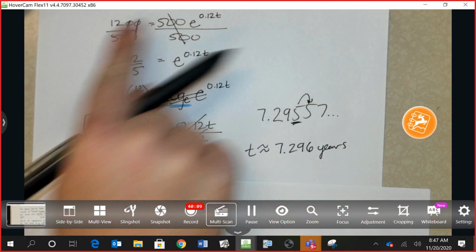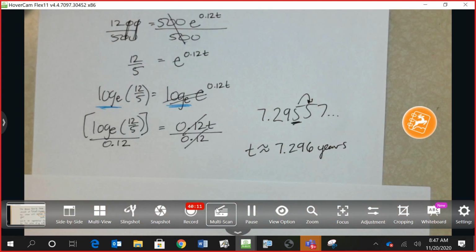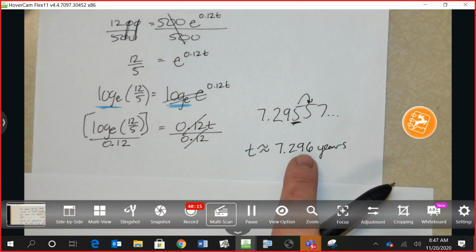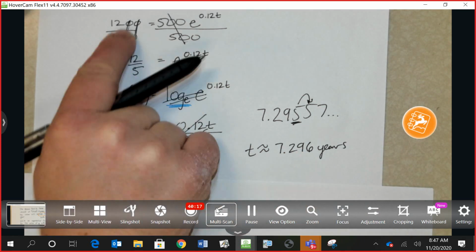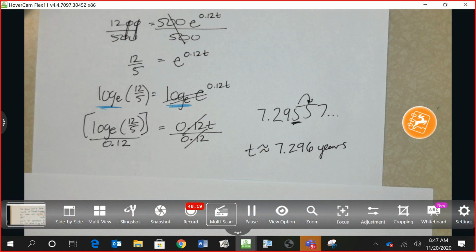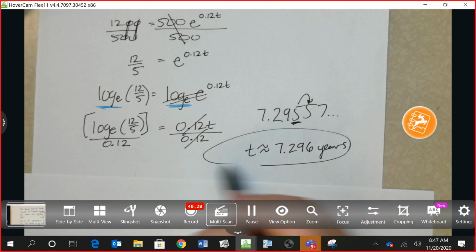So according to this, if you invest $500 and you never touch it and it grows at the same rate, in a little over 7 years, you'll be up to $1,200. Now keep in mind that for this, they don't want you just to write a little over 7 years. They actually want us to write down this answer and to put years behind it.